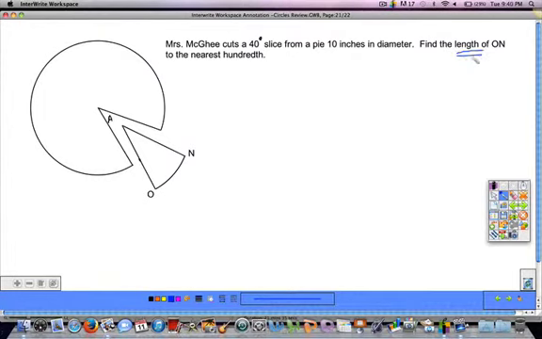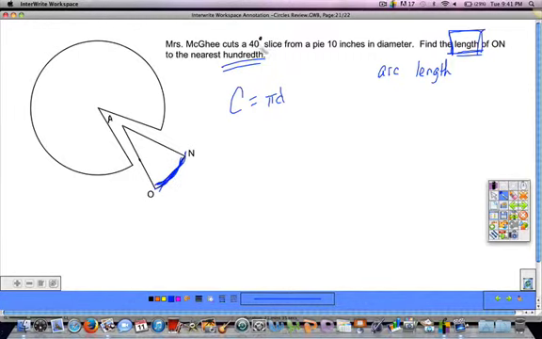Find the length of ON, so the length of this to the nearest hundredth. Okay, careful here. Length. This is not arc measure. This is arc length. This is different than measure. This is not a degree we're looking for. This is actually a piece of the circumference. So if we found the whole circumference, we would want to know just how much is this.